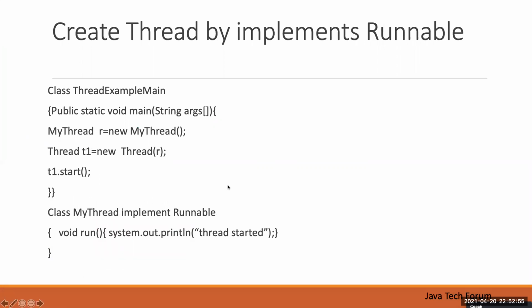We can also create a thread by implementing Runnable, just like the previous one. I created the main class and implemented the Runnable interface, overrode the run method, and added my code in this run method. Then I created an instance of my class, created a thread by passing the Runnable implementation, and started the thread. It's almost the same.